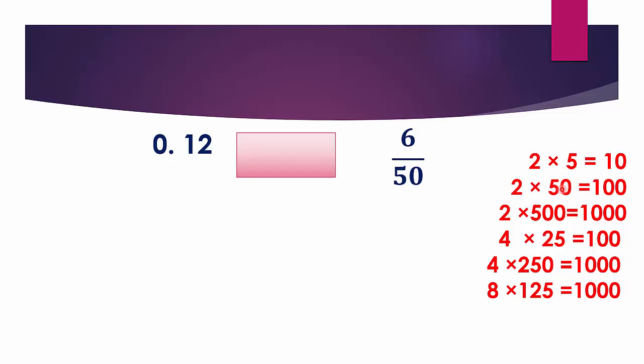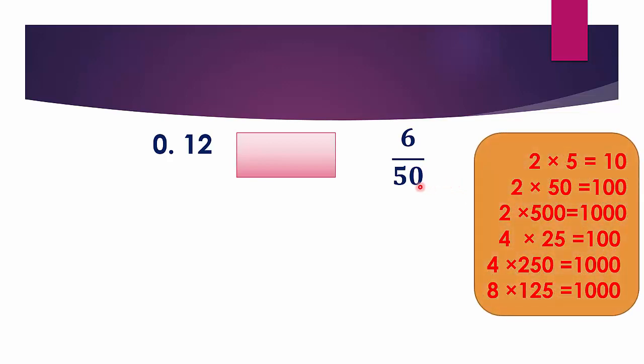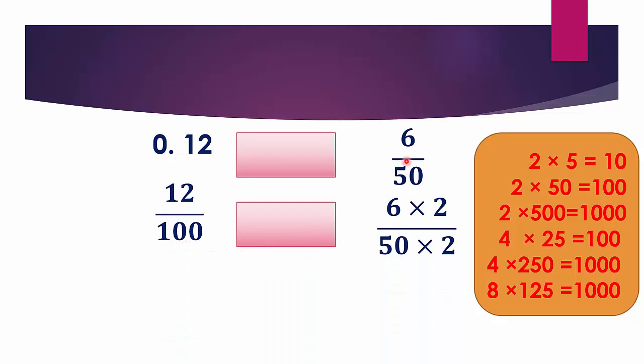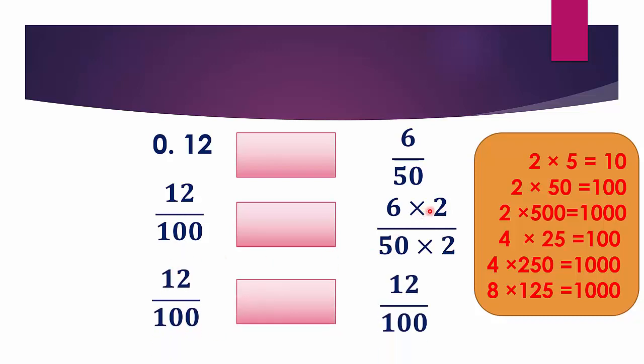So, 2 times 50 equals 100. So here 12 over 100, and here 6 times 2. I make 50 times 2 down, I make it up and down, my students. When I make times 2 down, I have to make it up, okay? Then here I have 12 over 100, and here I have 12 over 100. So they are equal, teacher.